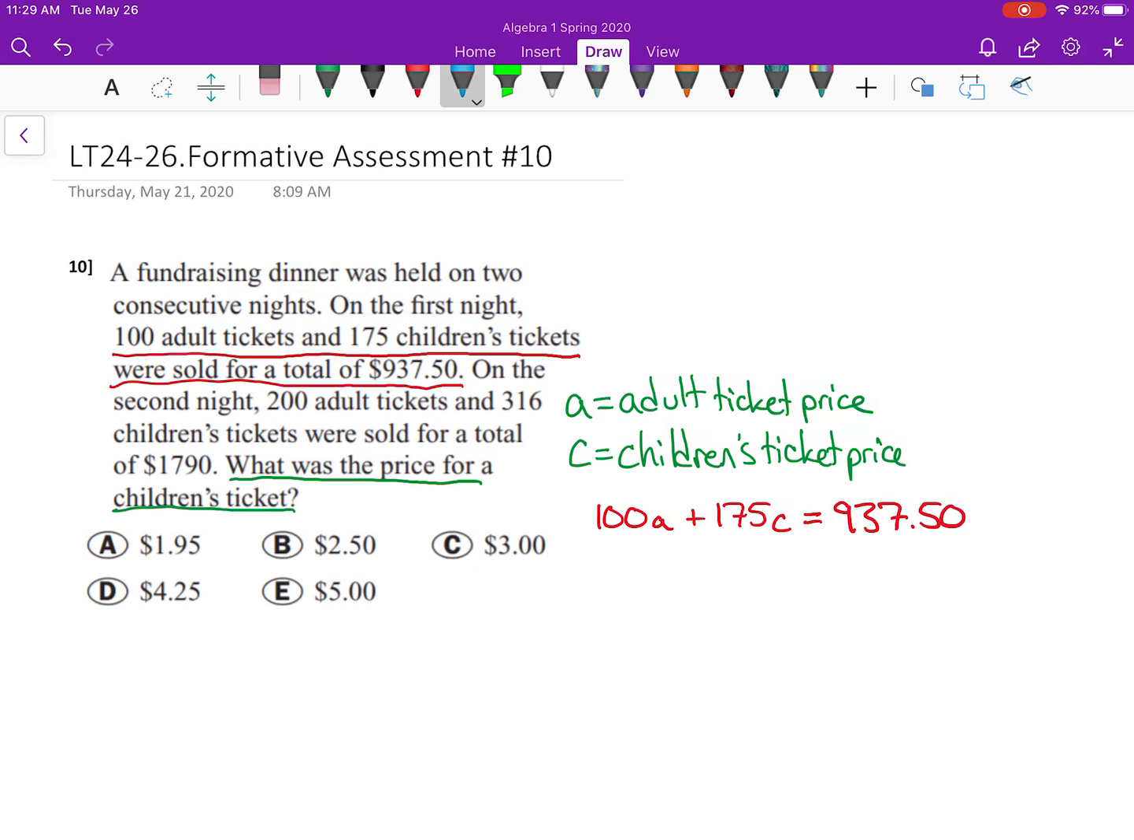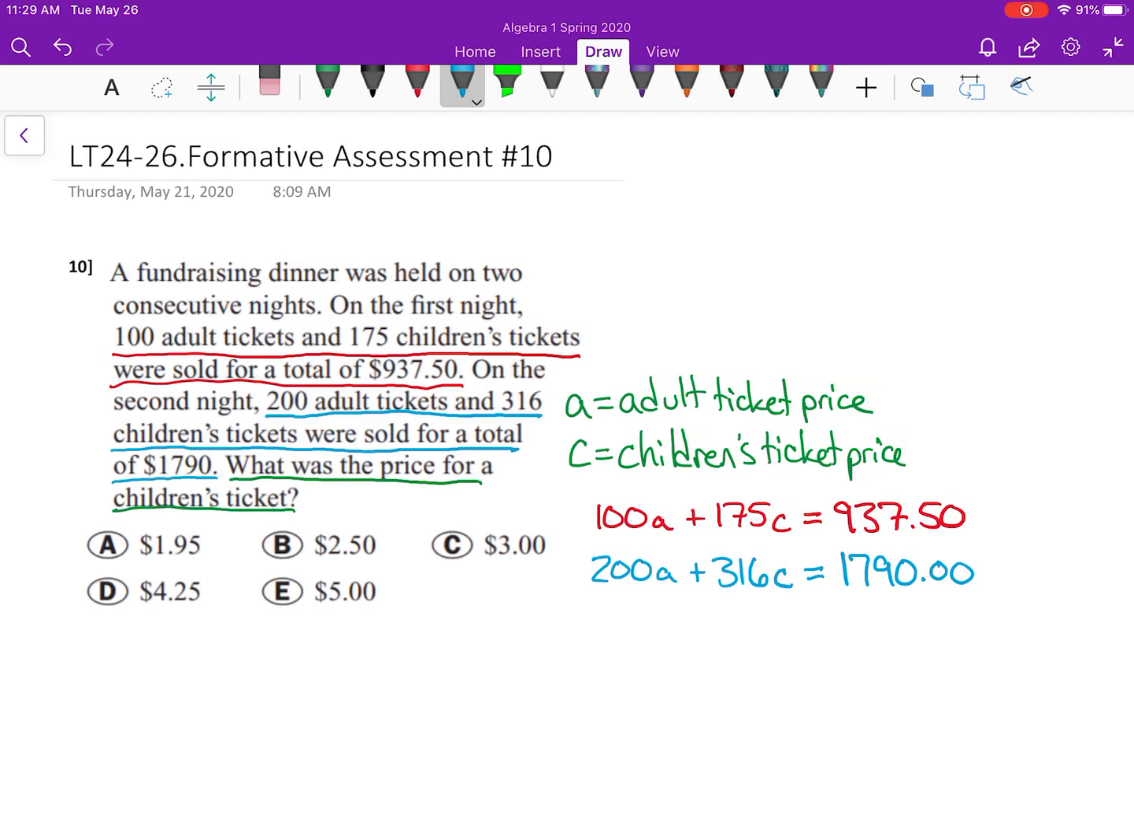$937.50. Now I should be able to do the same process for the second night when they tell me 200 adult tickets and 316 children's tickets were sold for a total of $1,790. So if I go ahead and write that equation, I would have 200 times the price of adult tickets plus 316 times C, the price of children's tickets, and that should equal the total amount they made of $1,790.